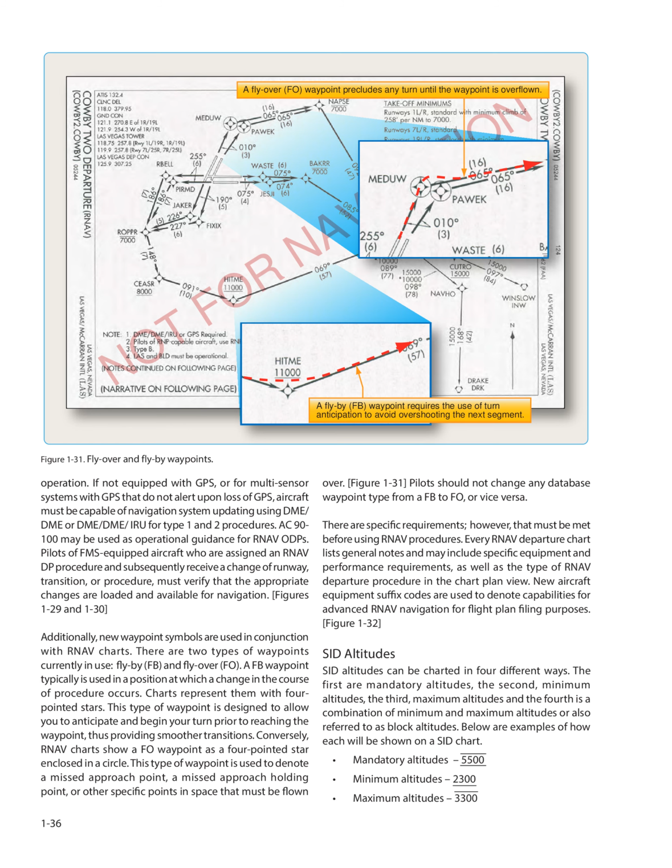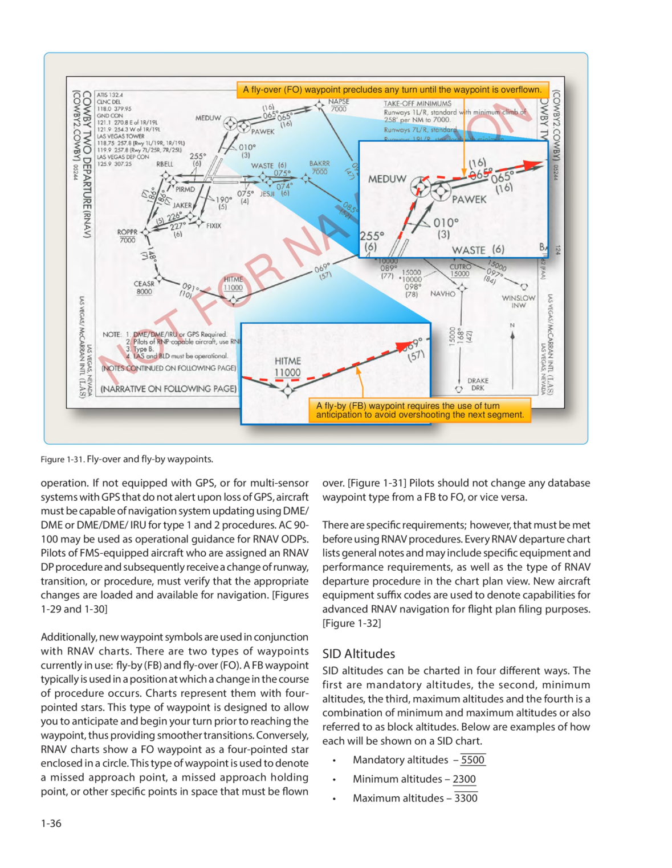There are specific requirements, however, that must be met before using RNAV procedures. Every RNAV departure chart lists general notes and may include specific equipment and performance requirements, as well as the type of RNAV departure procedure in the chart plan view. New aircraft equipment suffix codes are used to denote capabilities for advanced RNAV navigation for flight plan filing purposes. Figure 132, SID altitudes.